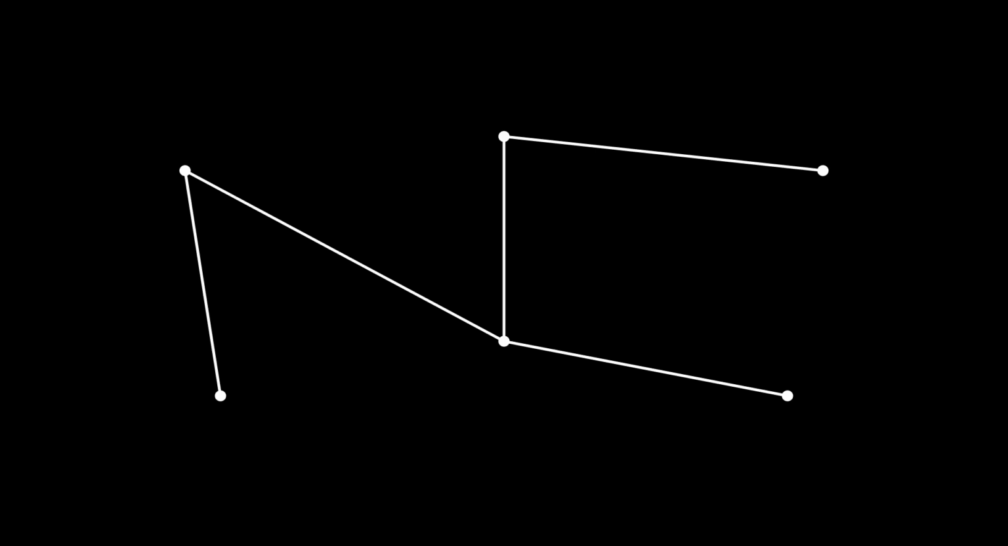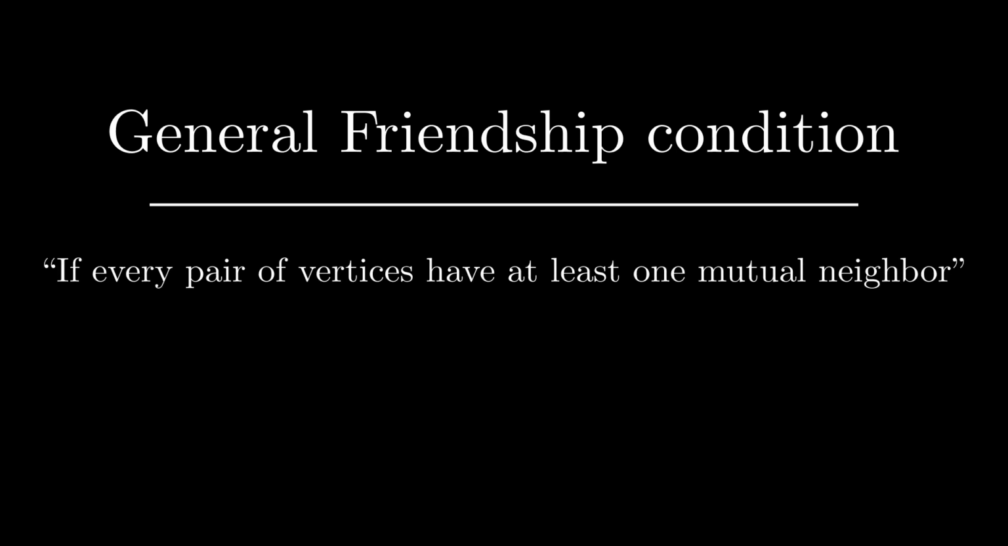First, he transforms the social network in the party into a graph where the people are vertices and two people are connected if and only if they're friends. Then he comes up with the following condition, which we'll call the general friendship condition. Every pair of people, or vertices in the party, have at least one mutual friend, or neighbor.